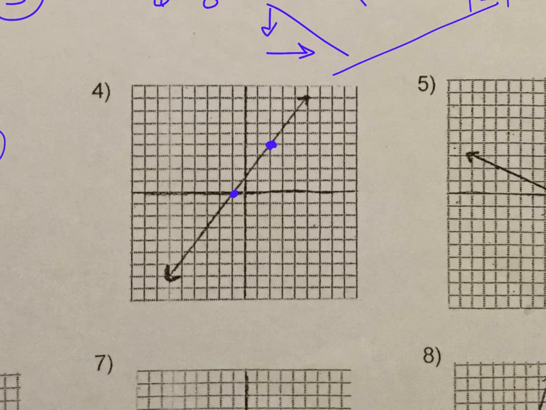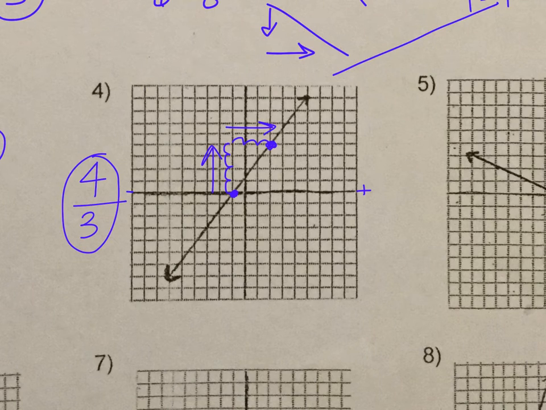So I'm going to do rise over run. I like to start at the lower point. 1, 2, 3, 4. I went up 4. Now, this side's negative, this side's positive. I'm going to go towards the positive. 1, 2, 3. So it's a positive 4 over 3. I rose 4 and ran positive 3.